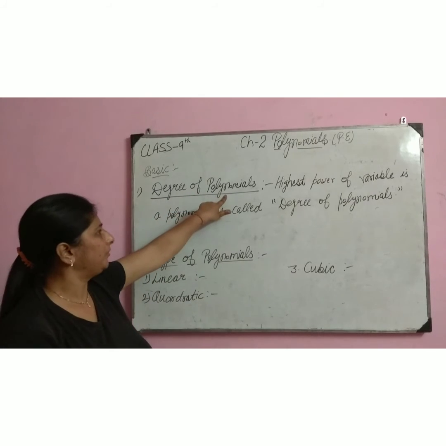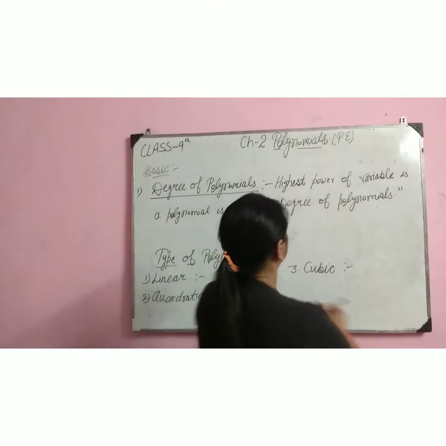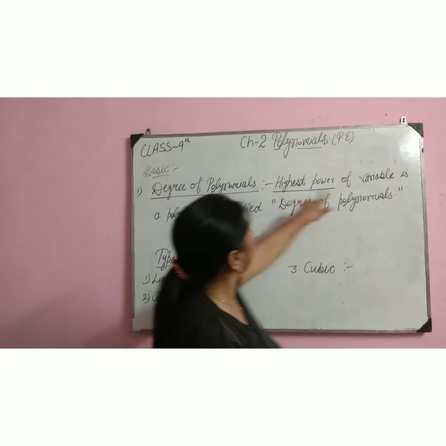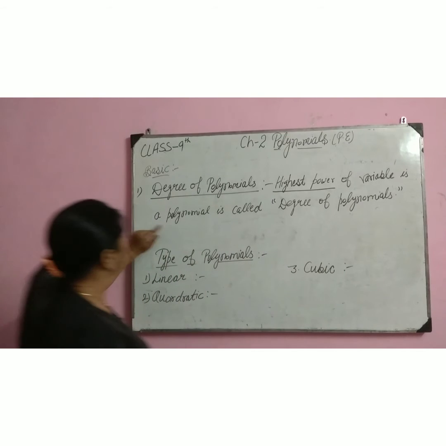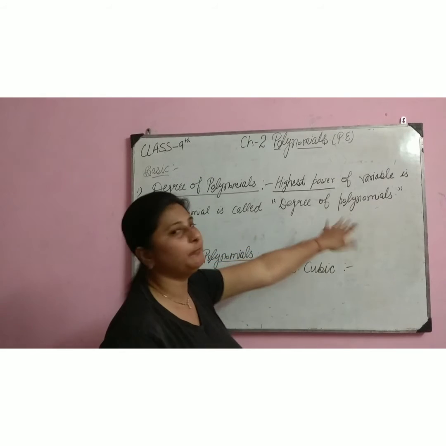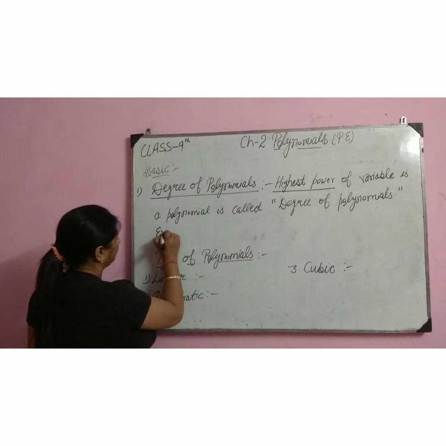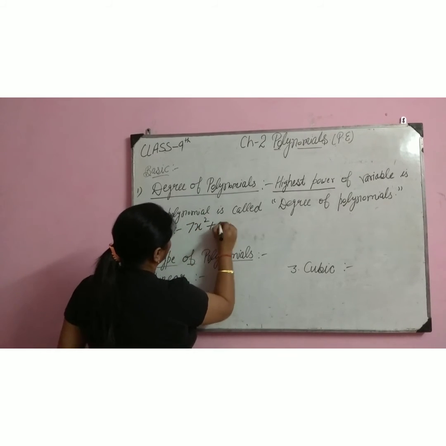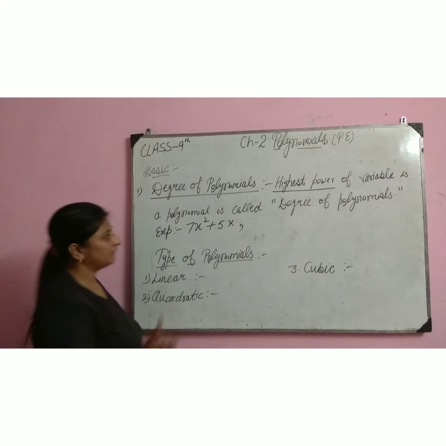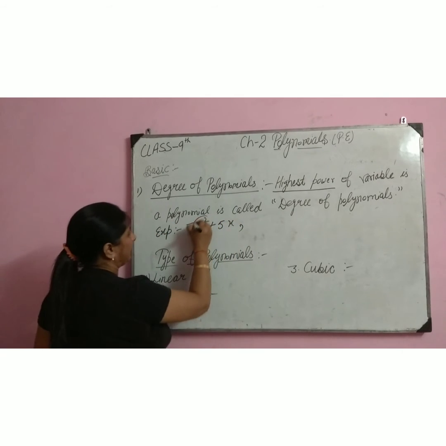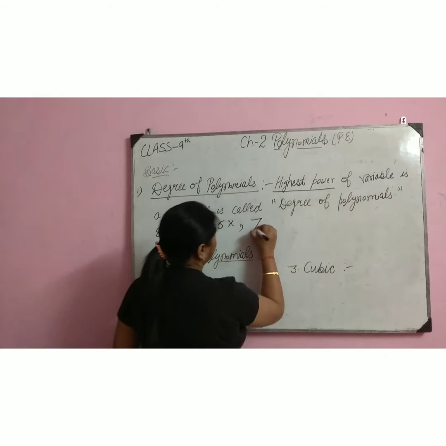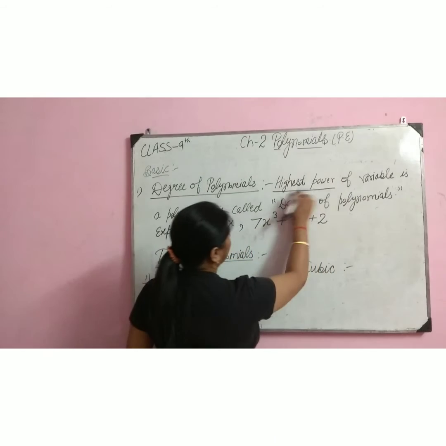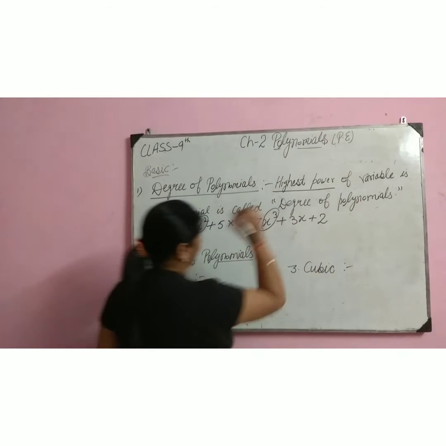Degree of polynomials: the highest power of the variables. Please put more stress here. The highest power of the variable in a polynomial is called the degree of the polynomial. For example, 7x square plus 5x. The highest power is x square. 7x cube plus 3x plus 2. The highest power means x cube.